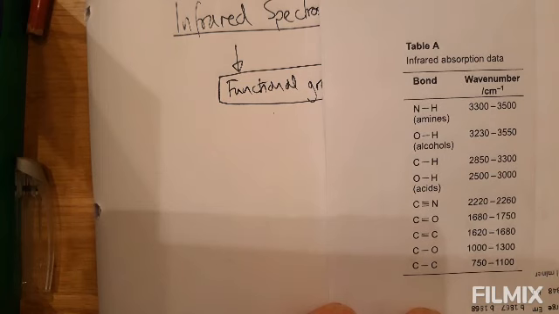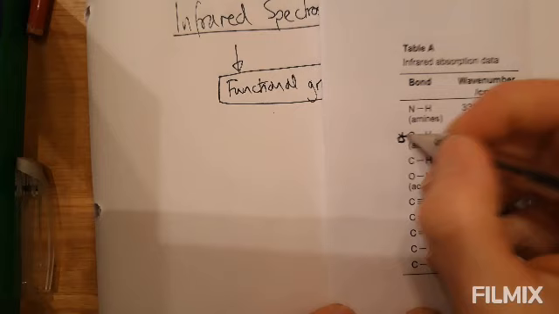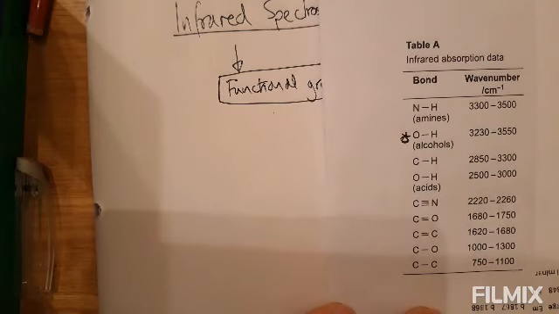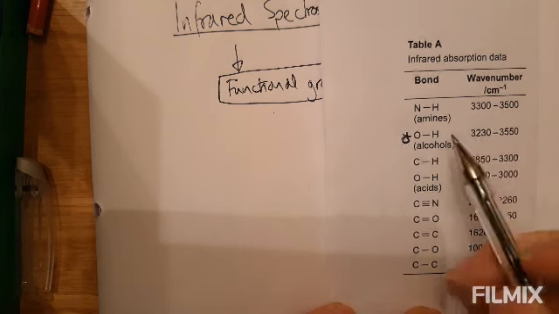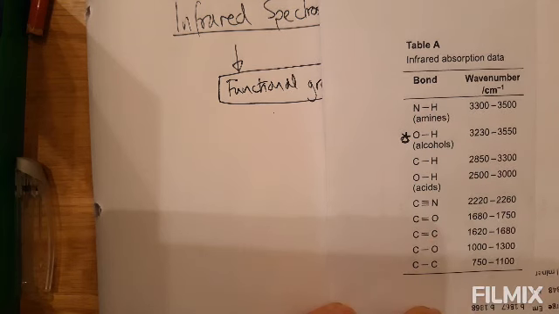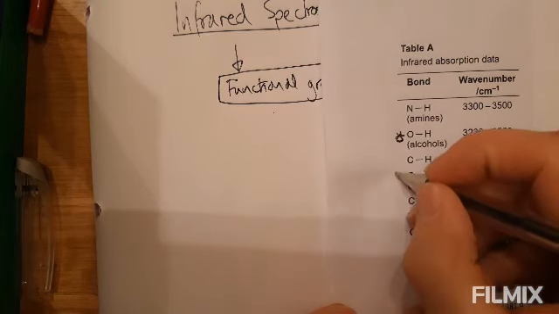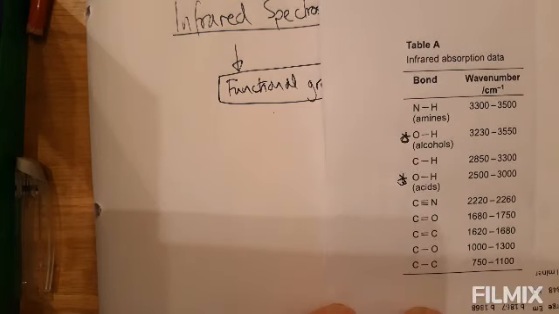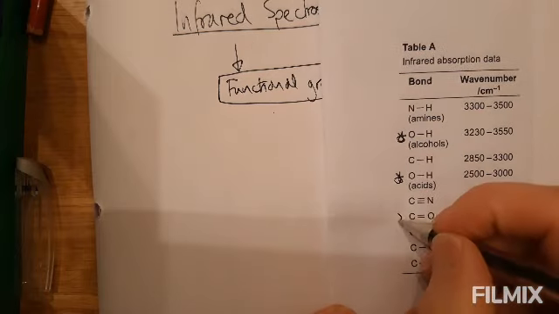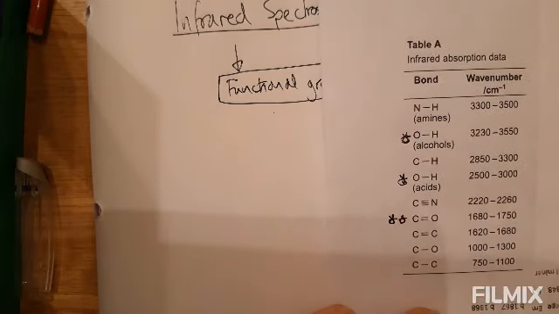I'm just going to highlight the ones that are actually particularly useful. OH alcohols is a really, really useful peak. It's really, really obvious. The amines peak is not a very obvious peak. The OH alcohols peak is an obvious peak. The OH acid peak is a very obvious peak. The C double bond O is the most useful peak, I think, in my personal opinion. And the C double bond C is also a very useful peak.